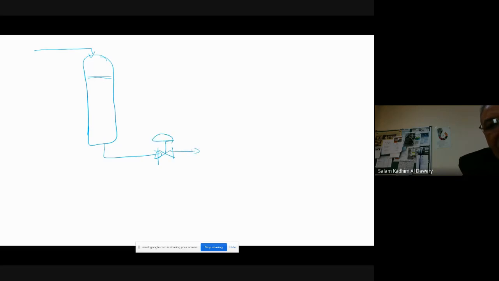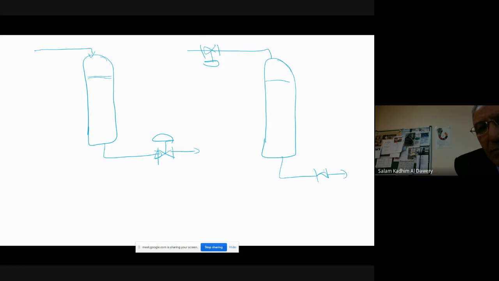Let us have a liquid level system. This is the tank. We need to control the level. So what we have is an input, and there is an output. We could put the valve here, and we could put the valve on the feed for the liquid. Here it is a hand valve. So this is liquid level.